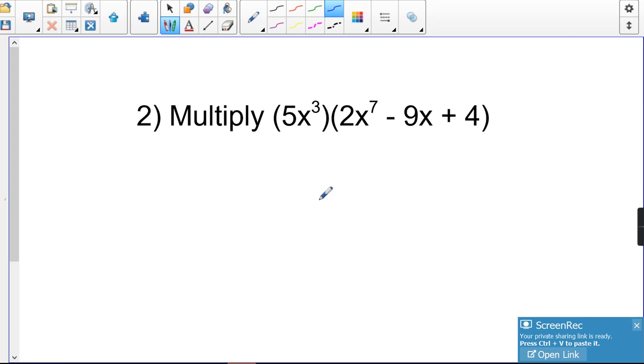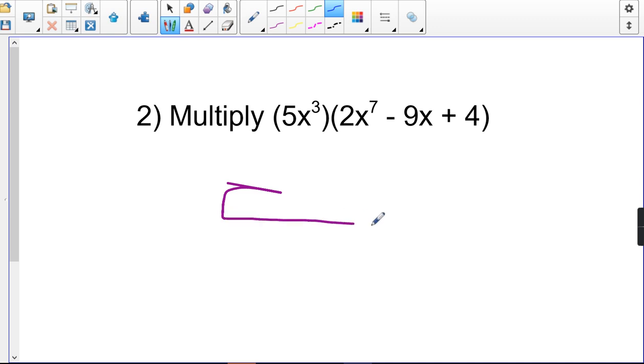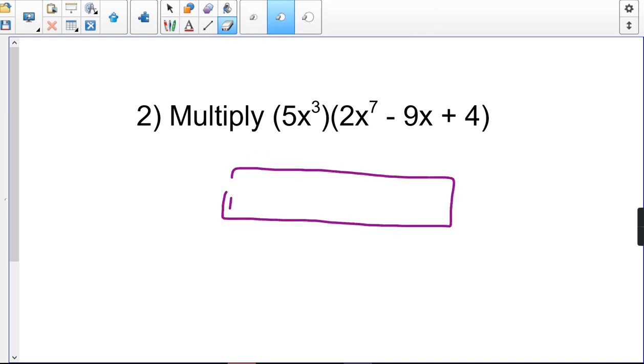Question 2, multiply 5x to the third power times 2x to the seventh power minus 9x plus 4. So here we are multiplying a monomial by a trinomial. If you want to use a rectangle, use an area model. Your area model is going to look like this.